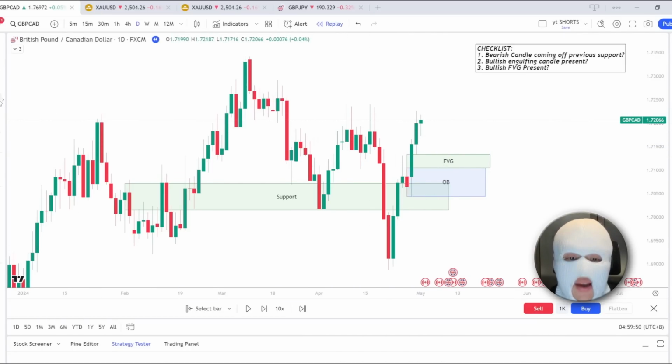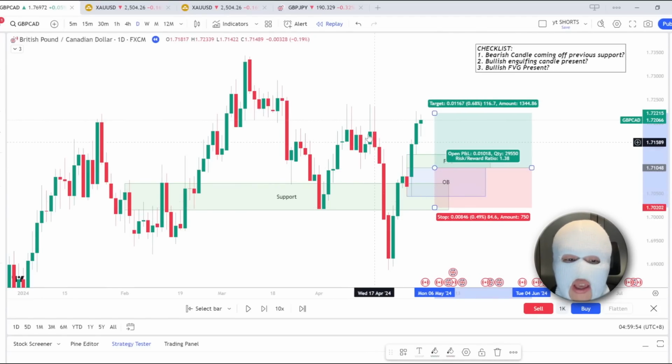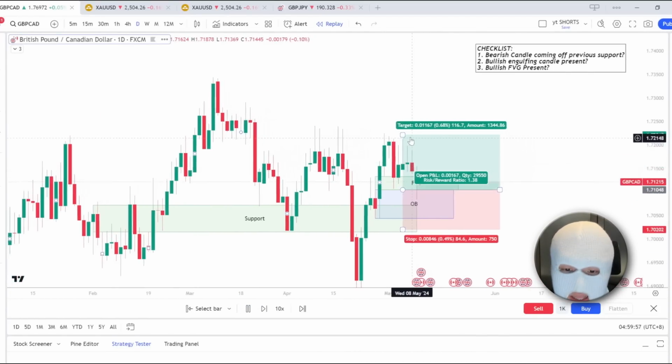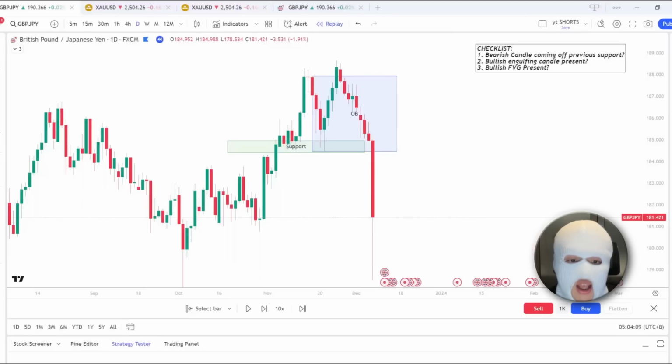So with this being a valid order block, you can look for longs here, and you can see that the order block is respected and it holds up nicely, pushing price even higher. Let's move on to the next example, again using the same checklist.